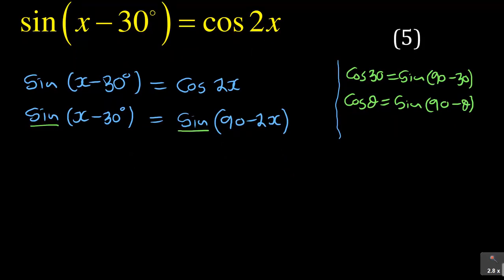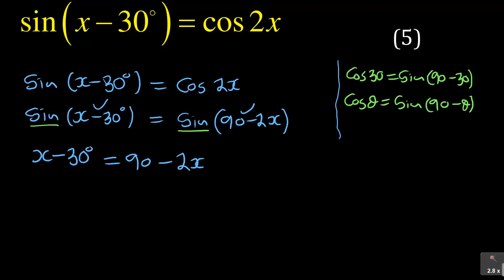Now, be careful how you write your answer. Take note. I will say, therefore, x − 30°, which was the angle here, is equal to that particular angle, which is 90 − 2x. But once I do that, I will say x − 30° = 90 − 2x. I need to put the general solution in check for sine.